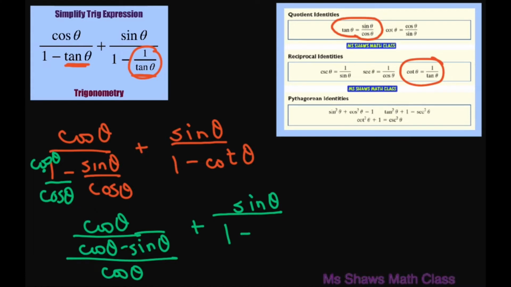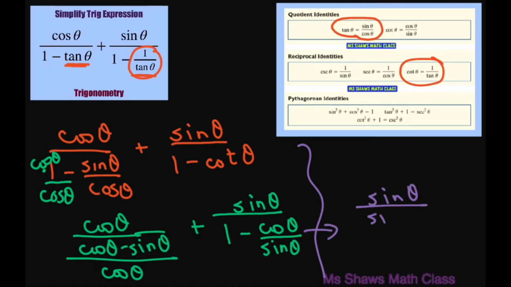All right, this one's going to be sine of theta divided by 1 minus cosine of theta divided by sine of theta. Same thing, we want the common denominator here. So basically, this part right here is going to be sine of theta divided by sine of theta minus cosine of theta, all divided by sine of theta.